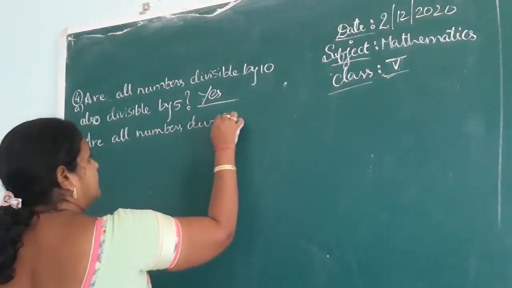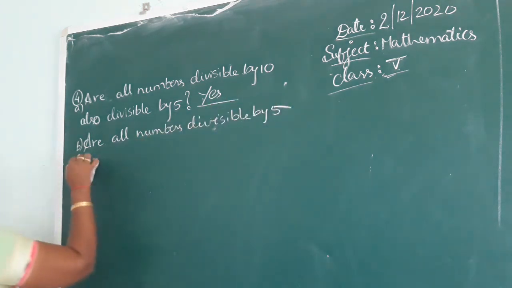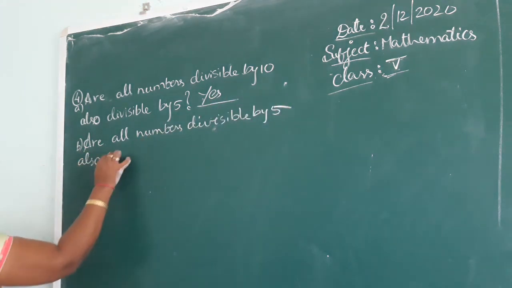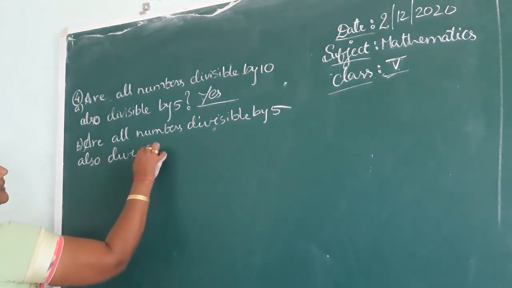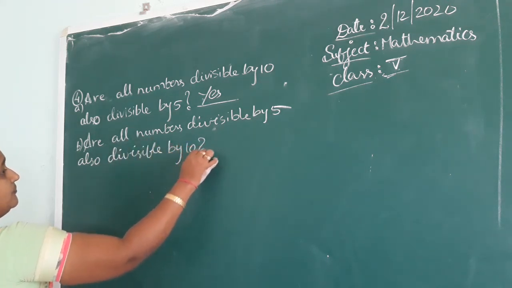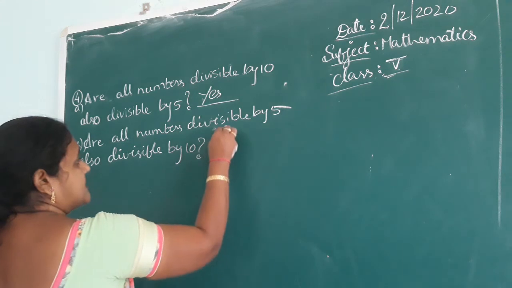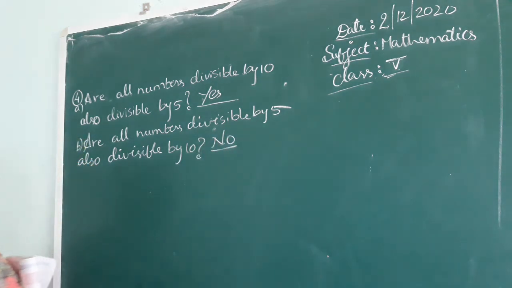Are all numbers divisible by 5 also divisible by 10? Here, children, if a number is divisible by 5, it must not be divisible by 10, because 10 is a multiple of 5, not a factor of 5. So simply you can say no, we cannot say perfectly that it is divisible by 10.